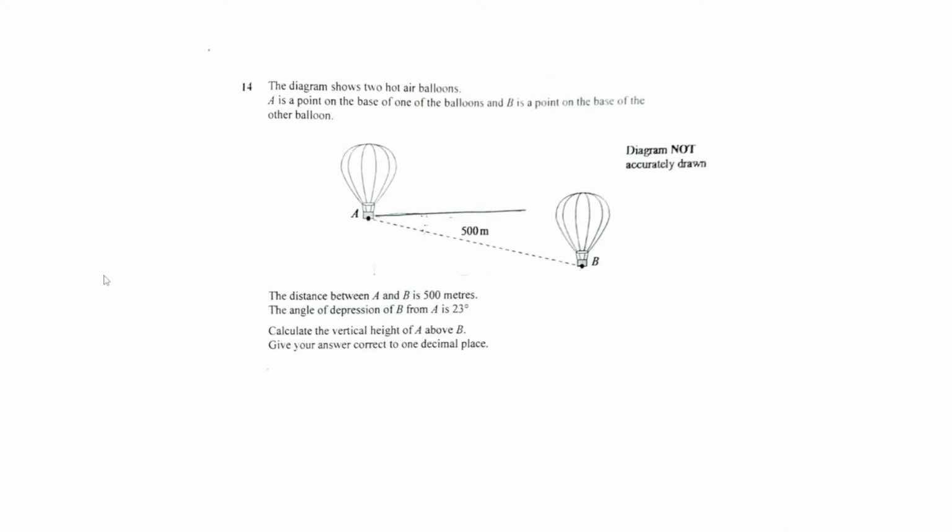Right. The diagram shows two hot air balloons. A is a point on the base of one of the balloons and B is a point on the base of the other balloon at K. The distance between A and B is 500 meters. The angle of depression of B from A... Oh, okay, you're trying to translate what that means. Yeah. I'm assuming it means this, just from the diagram, is 23. Calculate the vertical height of A above B.